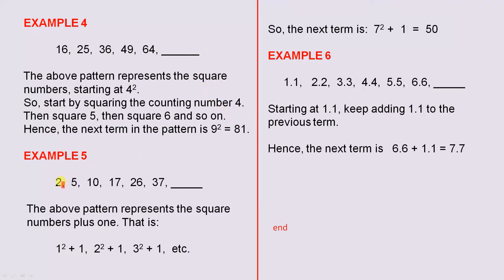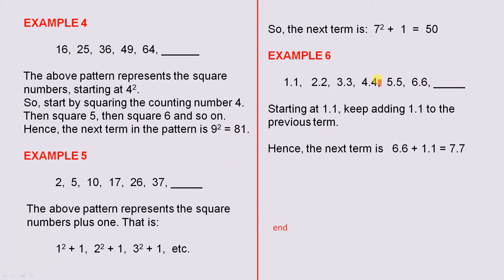Example 5. 2, 5, 10, 17, 26, and 37. The above pattern represents the square numbers plus 1. That is, 1 squared plus 1, 2 squared plus 1, 3 squared plus 1, etc. So the next term is 7 squared plus 1, and that gives us 50. Because that's 6 squared plus 1, so this is 7 squared plus 1, which is 50.